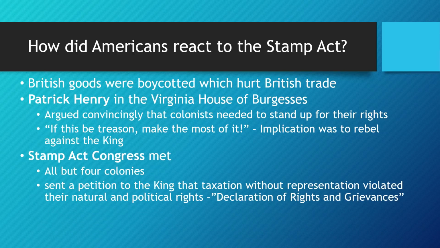Delegates from 9 of the colonies met at what became known as the Stamp Act Congress. They drafted and sent a petition to the king entitled Declaration of Rights and Grievances, that argued that taxation without representation violated their natural and political rights.